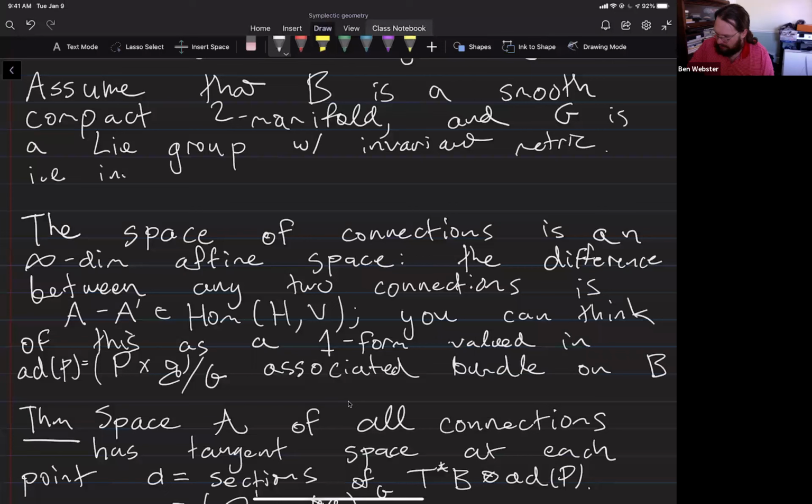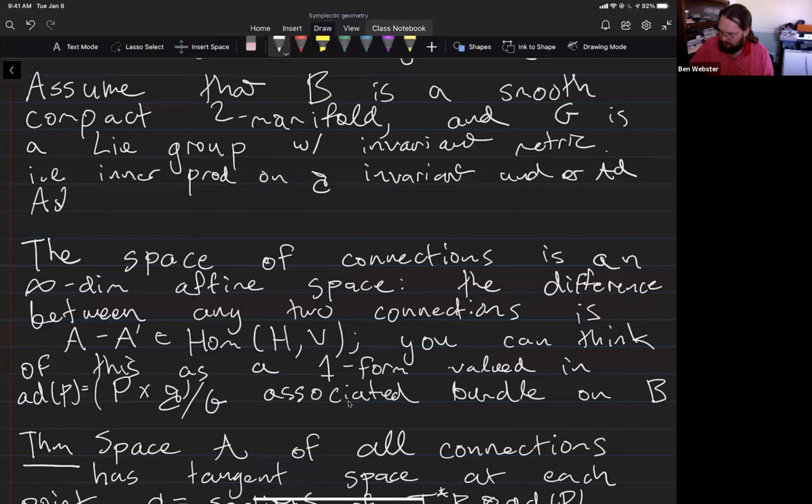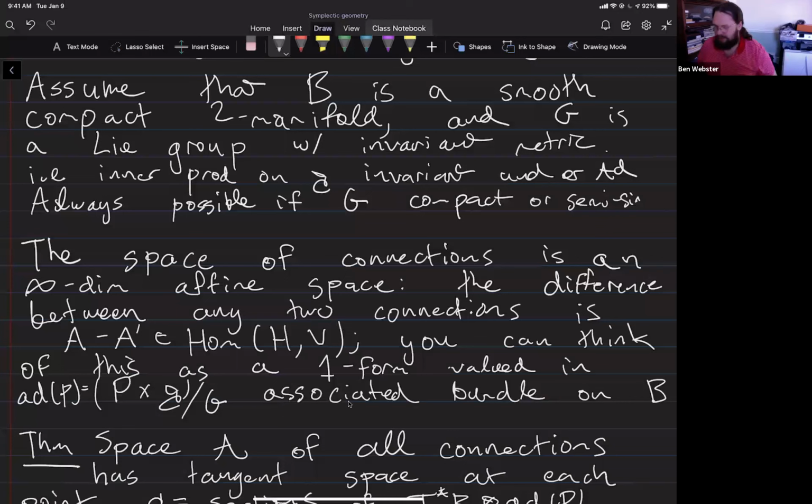An inner product on the Lie algebra, G invariant under Ad. And that's always possible if your group is compact or semi-simple. Okay. So if your group is semi-simple, that's given by the Killing form. And if your group is compact, then you're semi-simple plus some torus part. So you can just choose something on the torus part and use the Killing form on the semi-simple part.